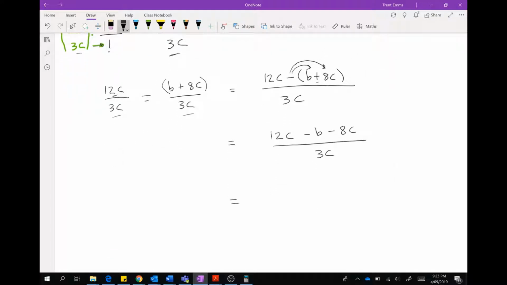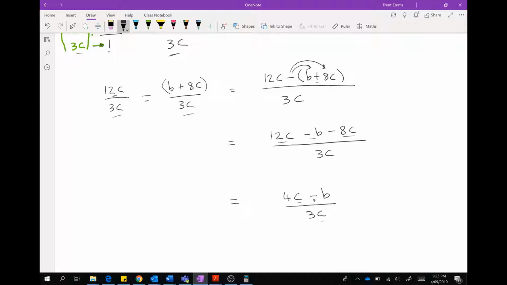And if we keep going with that, we can simplify the top, because 12c minus 8c will leave me with 4c. Got minus b, and that's all over 3c. Now you might be tempted to cancel these c's out here and here, but you can't do that as there's a minus sign. We can only cancel between multiply signs. So this is as far as you can go.